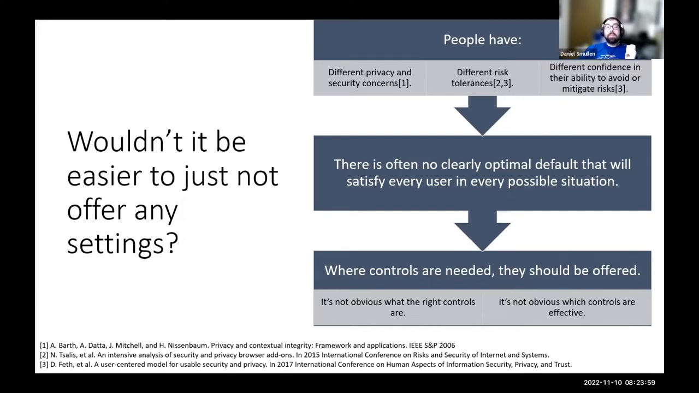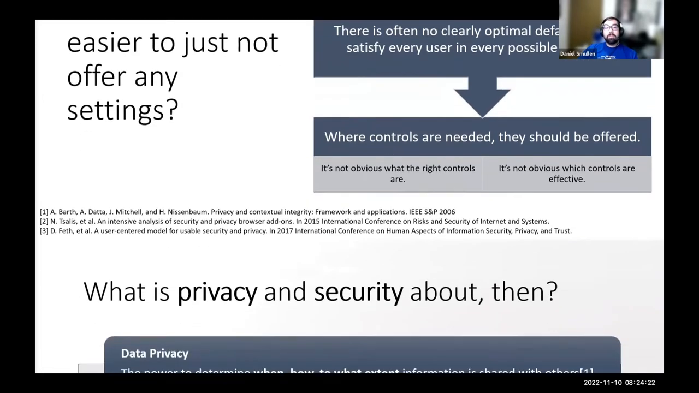And so what this means is that there's often no clearly optimal default that's going to satisfy everybody in every possible situation. So when controls are needed, you've got to offer them, right? But again, as I mentioned earlier, it's not always obvious what the right controls are, and it's not always obvious what controls are actually effective for people in addressing their concerns. So that's really the fundamental problem.